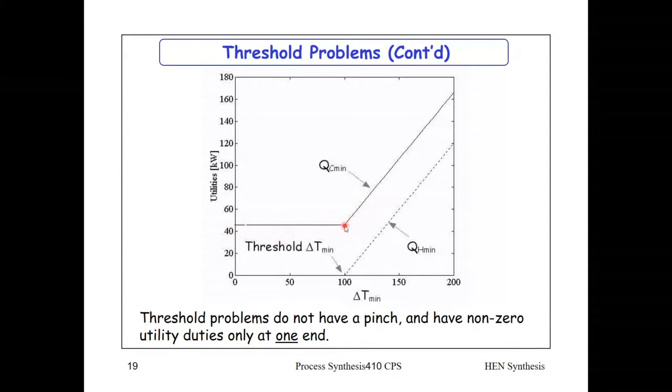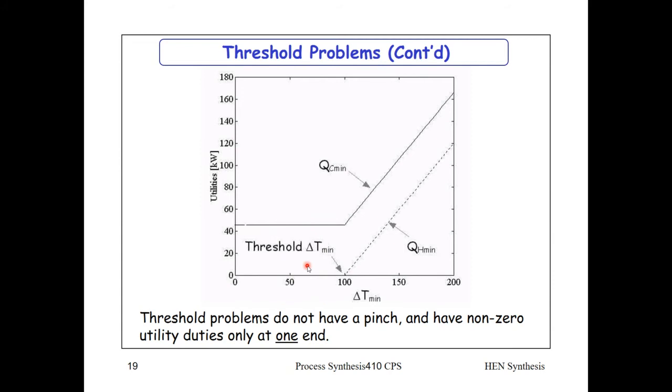Now, as soon as you have your delta T min less than 100, like we did it for 10 degrees C, somewhere around here, at 10 degrees C we still needed the 48 kilowatts of cooling water. And it doesn't matter how low you've made your delta T min, the numbers still stay the same. You need zero steam, and you need 48 kilowatts of cooling water. So that's the nature of threshold problems.